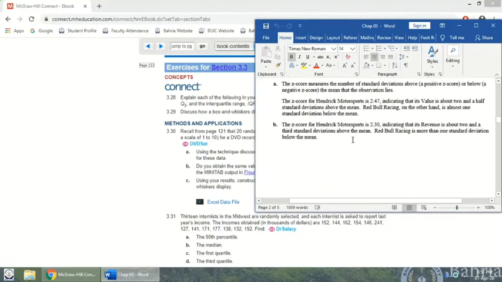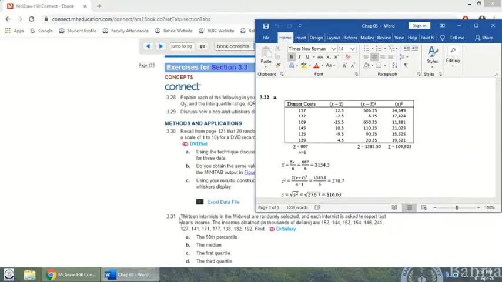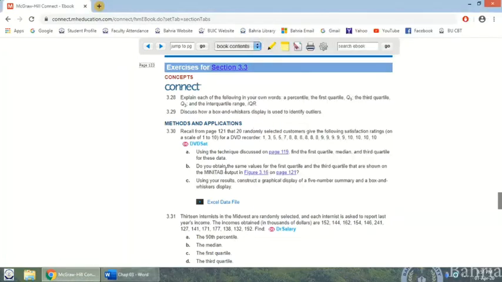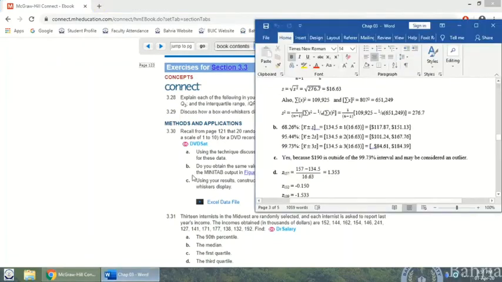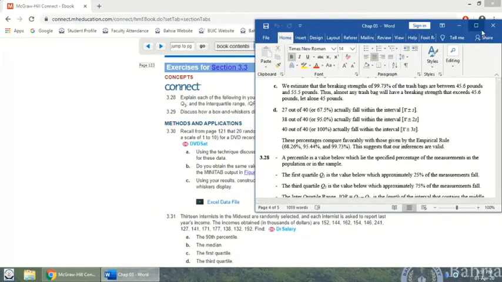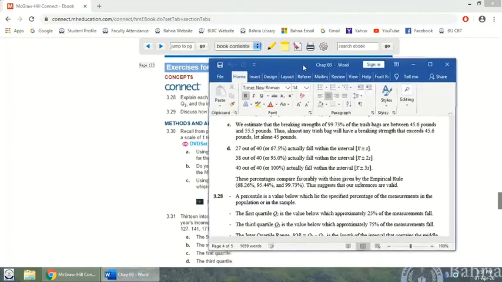What I really need for you to understand is question 3.28, and these that I've already discussed. All right. Basically, this question says that you have to explain the following in your own words: the percentile, the quartile, and the interquartile range.